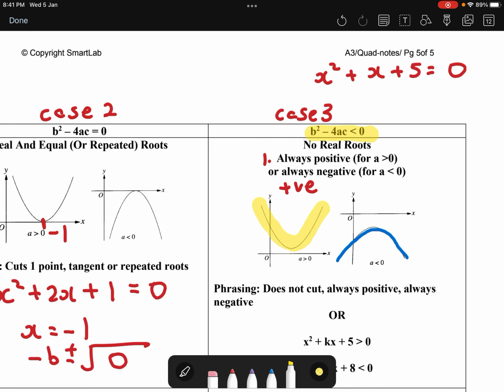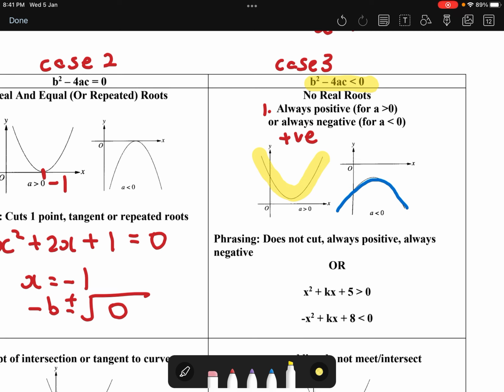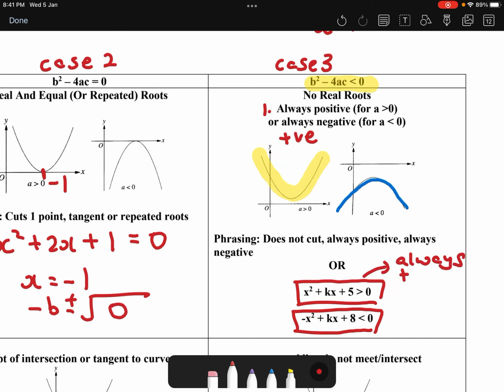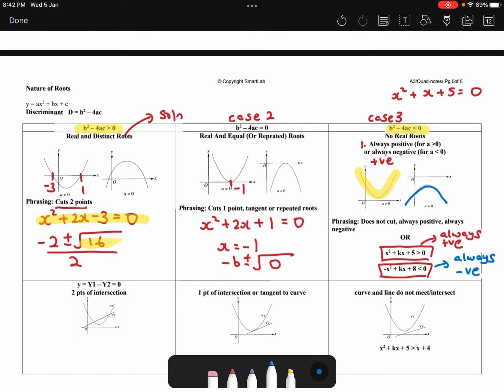Alright, so how do they phrase it? They can phrase it in terms of does not cut, always positive, always negative. Or in another manner, they do not even need to use English phrasing. They will just put in this, or they can put in this. This is as good as saying the graph is always positive, and the second inequality means that it's always negative. So as long as you see all these things, the first thing that comes to mind will be that your b squared minus 4ac is less than 0. Alright, so this is for the nature of roots.